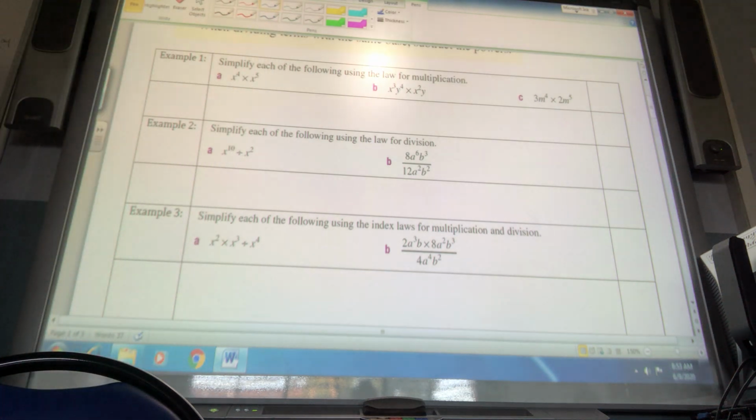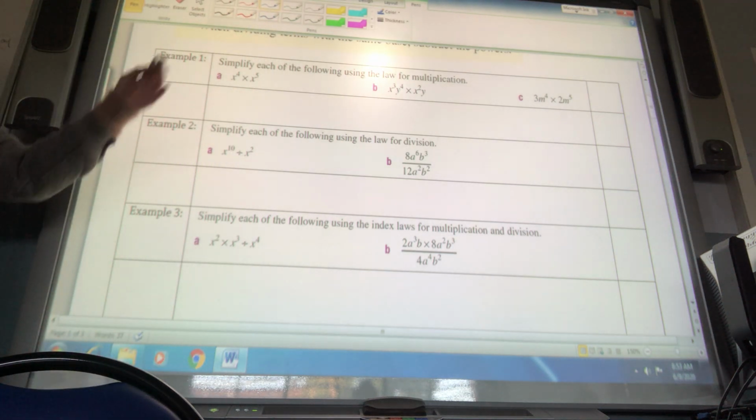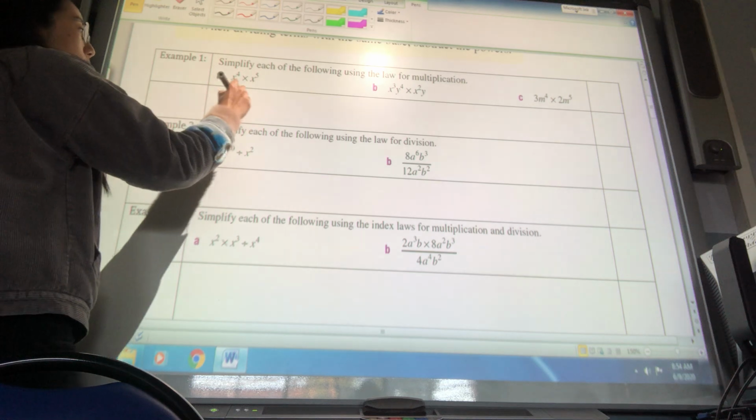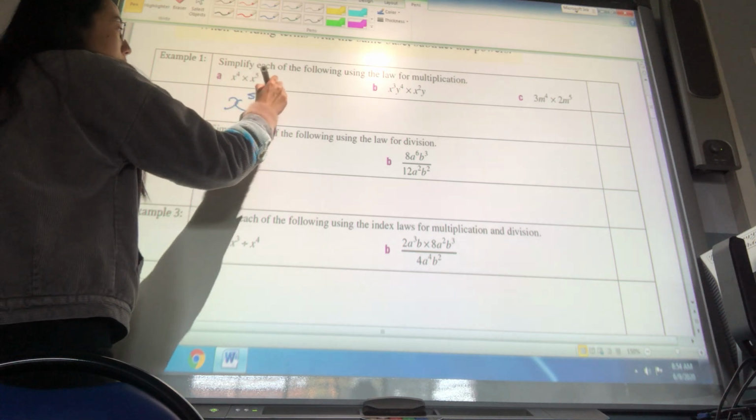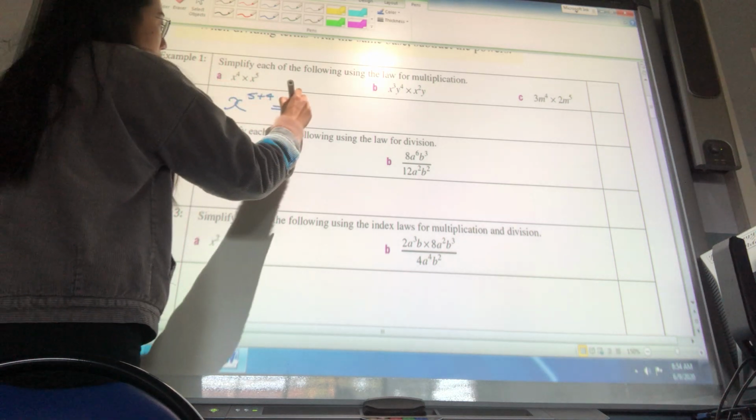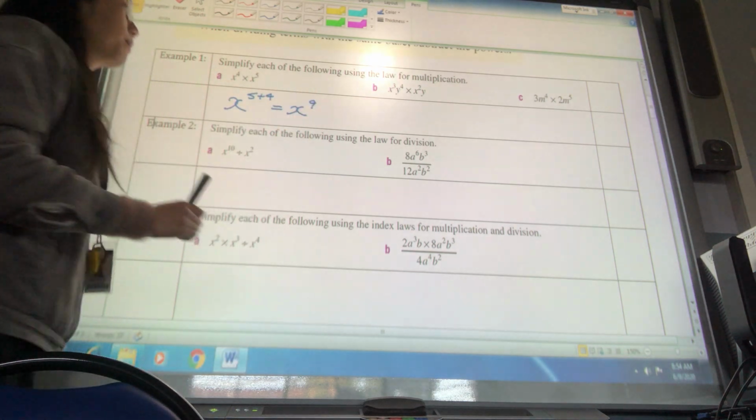So first question, it says simplify the following. First one, x to the power of 4 times x to the power of 5. Can you tell me how much it is? X to the power of 5 plus 4. Say that again. X to the power of 5 plus 4, very good. So it's x to the power of 5 plus 4. Can I further simplify this? It's going to be x to the power of 9. Right, so that's the first one.